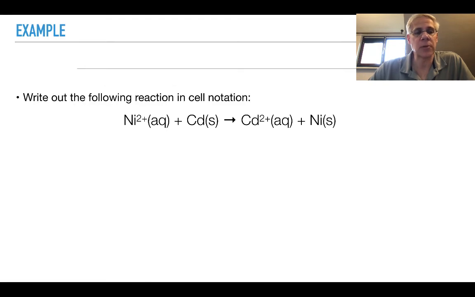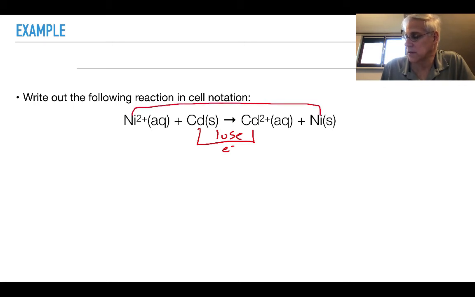Okay, so here's an example that we can try. We see that the cadmium species is what's being oxidized because we went from cadmium 0 charge to a cadmium 2 plus charge. So to do that, it had to lose electrons. The nickel went from nickel 2 plus to nickel solid, and so that had to gain electrons. Okay, and so losing electrons is oxidation, and oxidation happens at the anode. So that's where we want to go for our first cell notation.